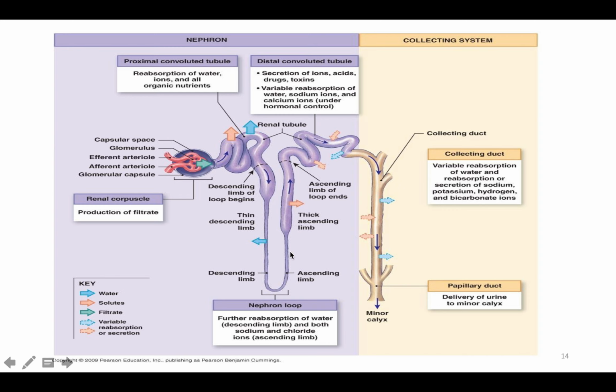The descending is going to help in the reabsorption of water, and the ascending helps reabsorb ions like calcium and chloride. Then that filtrate is going to go up to the distal convoluted tubule, where it's going to secrete ions, drugs, toxins, and some reabsorption happens. Then it's finally going to get to the collecting duct. In the collecting duct, there's going to be some reabsorption of water and some reabsorption of ions. And then finally, what we're left with is our urine. And so your papillary duct, its job is to take it to the minor calyx. The minor calyx is going to take it to the major calyx, which takes it to the renal pelvis, which is going to lead it into the ureter so it can go to the bladder.